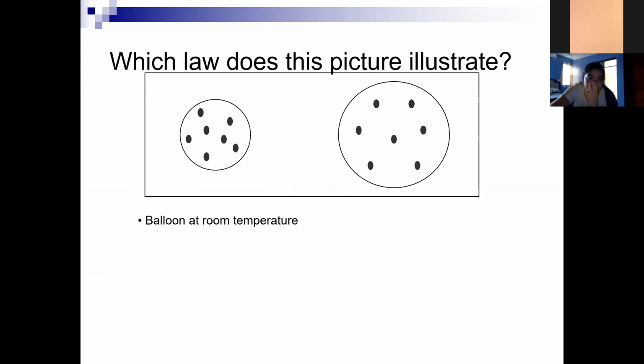What about this one, class? Balloon at room temperature and balloon heated up. So these are three examples: law of definite proportion, law of multiple proportion, and law of conservation of mass.